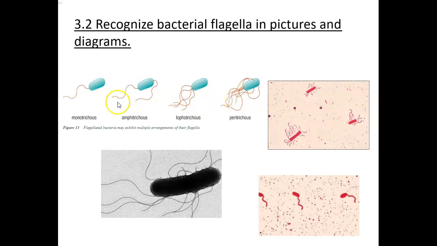But you also notice they can look different. Some bacteria have only one flagella, some have one at each end, some have lots at one end, some have them all over the place. And so here's an electron micrograph picture. It's a transmission electron microscope picture. And you can see the flagella all over the outside.